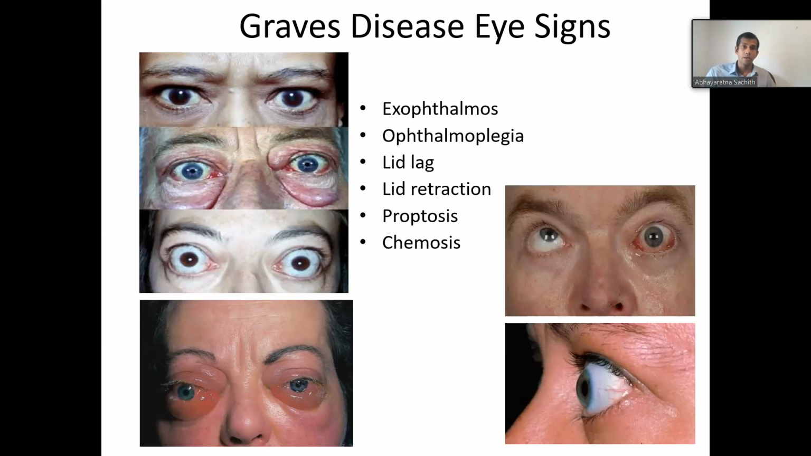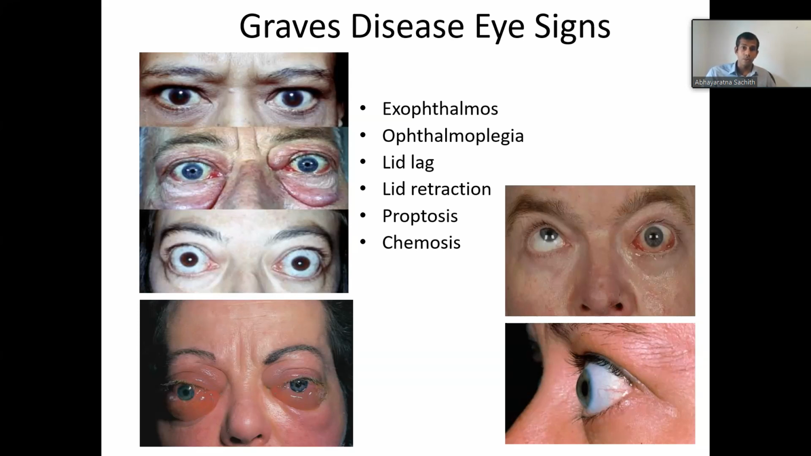So there is exophthalmos. In exophthalmos, the eye enlarges and you will be able to see the white area below the dark, the black area. You see the whitish area in the eye. So that is exophthalmos. And there will be ophthalmoplegia, which is defective eye movements. Lid lag is there. When you ask the patient to look down, you see the lid is lagging behind the eye.